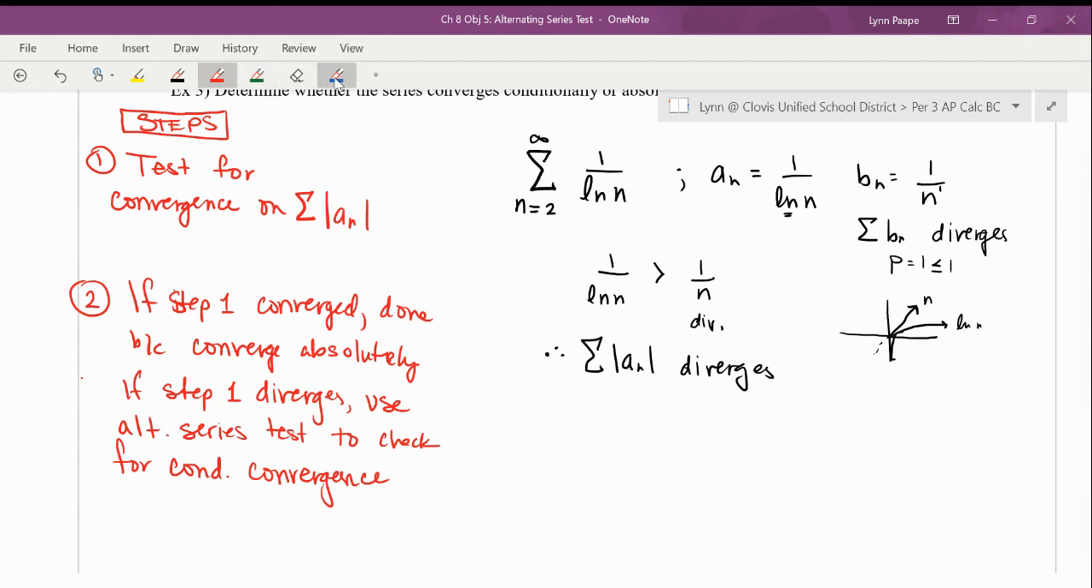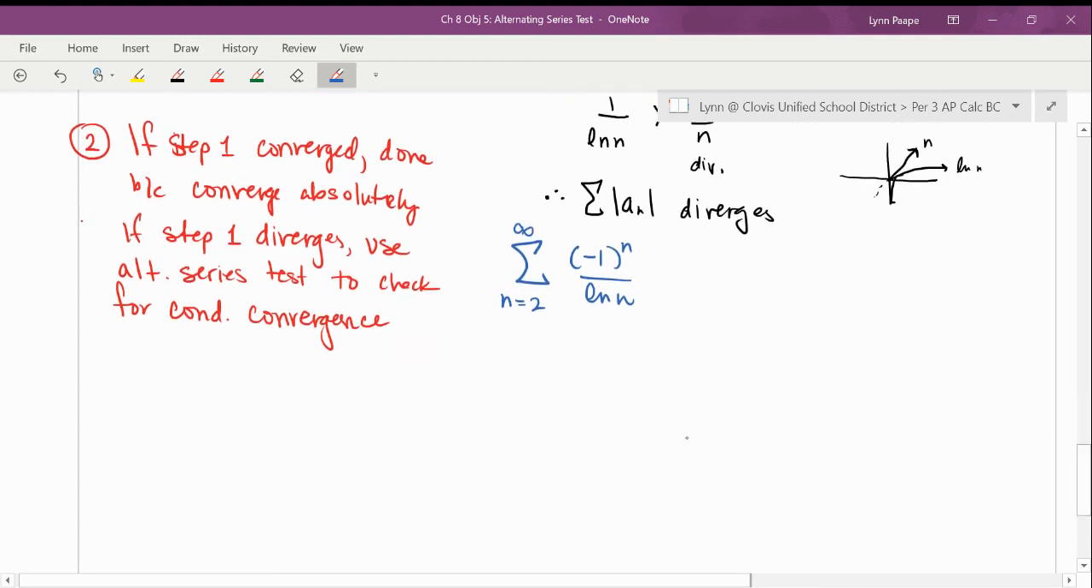Okay, so let us go back to the original problem, which was the sum of -1 to the n over the natural log of n from 2 to infinity. The first thing I'm going to do is identify my a_n again, because I want to make sure I know I'm looking at a different test here. For the alternating series, the first thing we do is take the limit as n goes to infinity. As the denominator, the natural log of n, grows to infinity, the whole fraction is going to approach 0. Excellent, the terms go to 0.